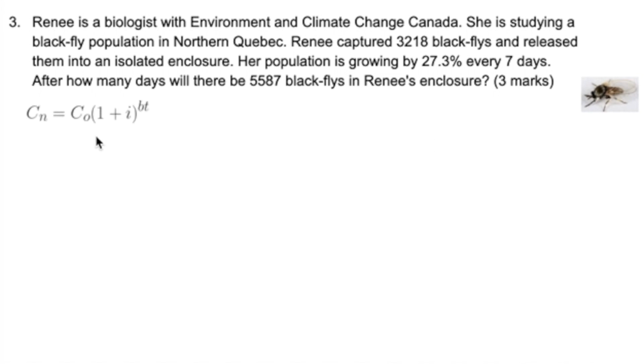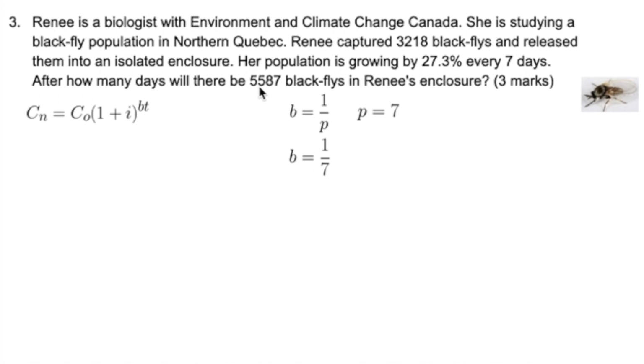So we start with our growth and decay formula, or our growth formula. C sub n is equal to C sub 0 times (1 plus i) to the bt. We use bt whenever our period is not equal to 1. Here the period is 7 days. b is 1 over p, and in this case the period is 7 days, so b is 1 over 7. bt is 1 over 7 times our time, but we don't know the time. That's what we're trying to solve for. After how many days? Let's fill in everything we know.